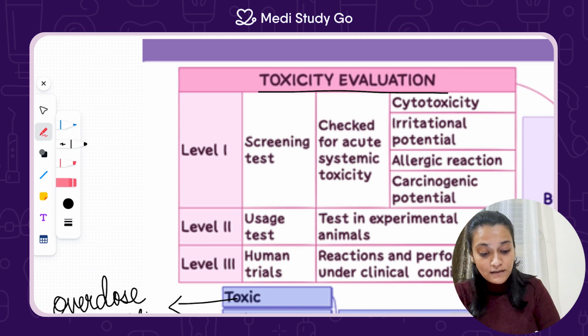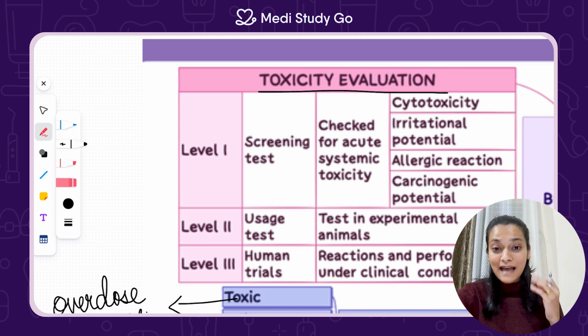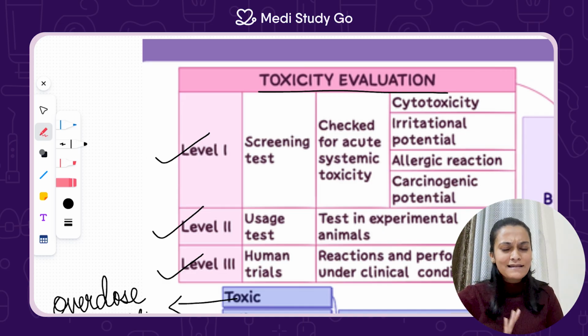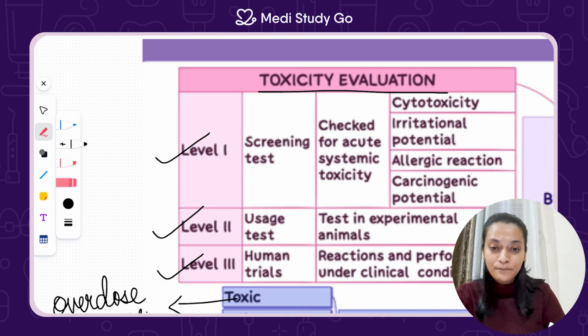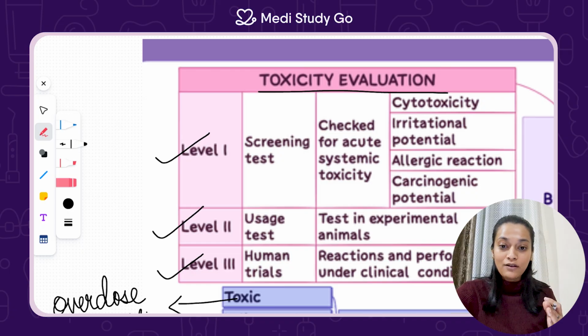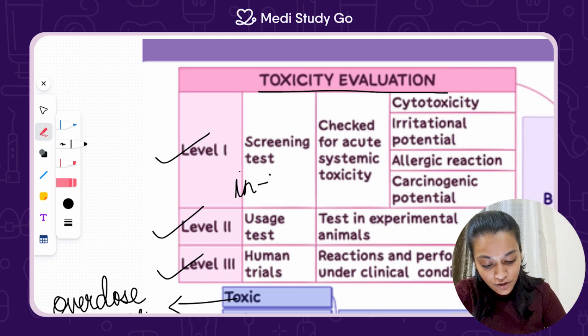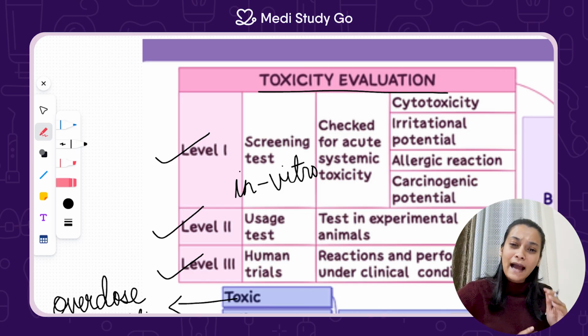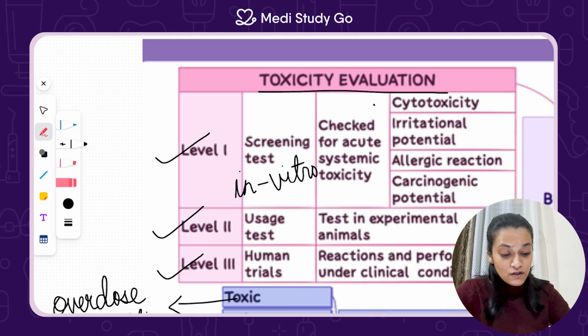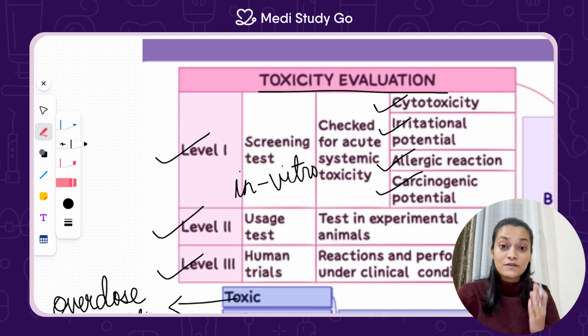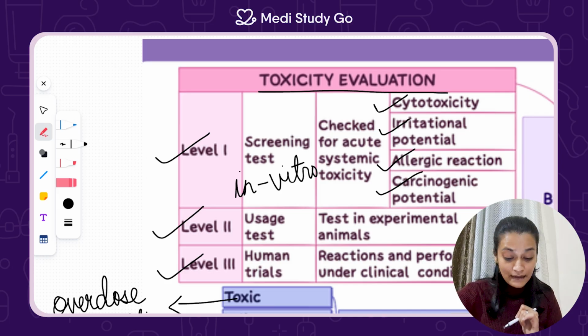Talking about the toxicity evaluation. So now this happens in 3 stages: level 1, 2 and 3. Level 1 basically is the screening test. Okay, here there is no human involvement or any animal involvement. It's basically in vitro study. It's done to check for the acute systemic toxicity. So here we see cytotoxicity, irritational potential, allergic, carcinogenic potential. So the adverse reaction will be screened in level 1.